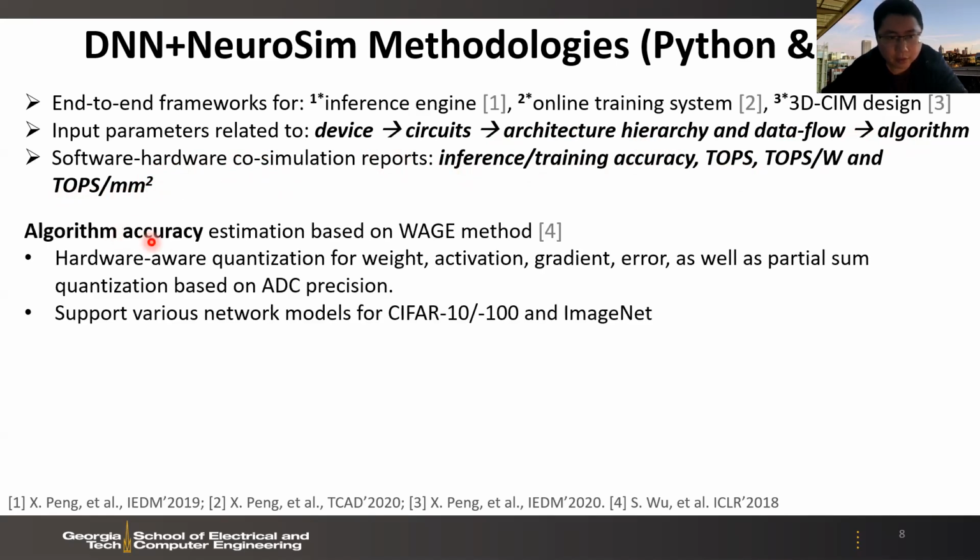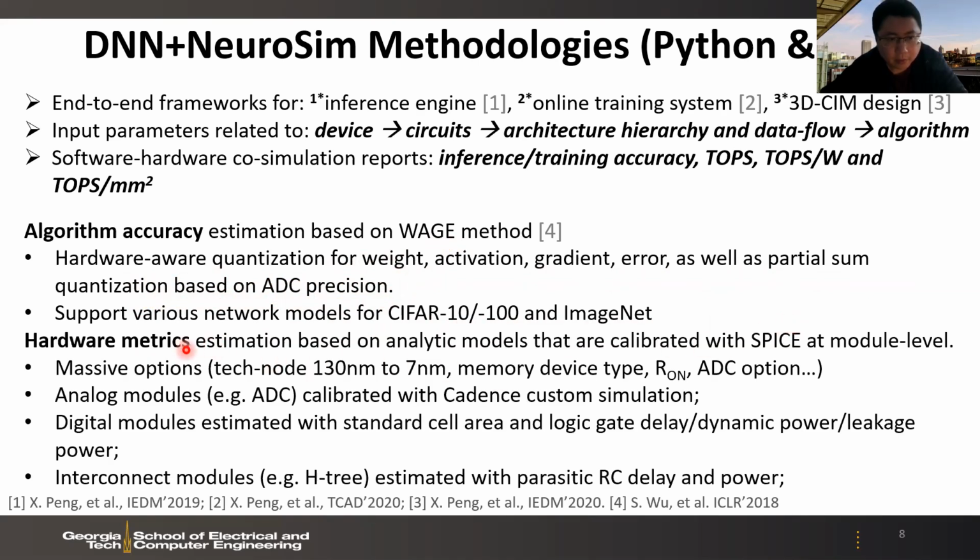So the algorithm accuracy estimation is based on this WAGE method. So basically, we do a hardware-aware quantization for all the parameters in the algorithm, including the weight, activation, gradient, error, and as well as the partial sum quantization, because we use ADC, and ADC may have limited precision. And we support various network models for CIFAR-10, CIFAR-100, and ImageNet, including VGG, ResNet, DenseNet, and so on.